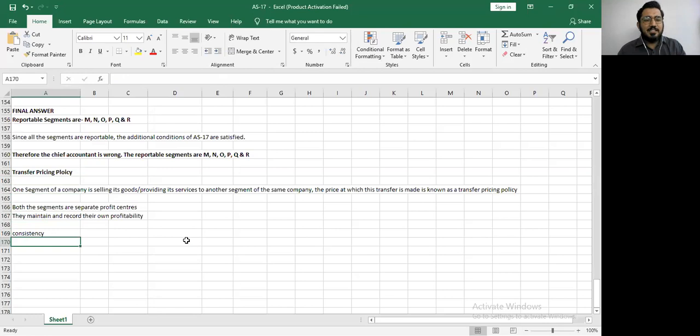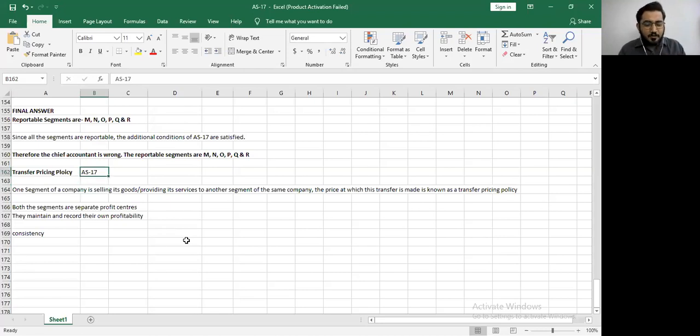Right, this is the concept of AS-17. That transfer pricing policy adopted at the enterprise level should be the same that is adopted at the segment level. They have no problem with whatever transfer pricing policy you are adopting. All they need is consistency. Whatever you are using at the enterprise level, the same should be used at the segment level.